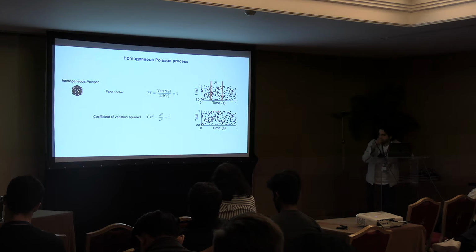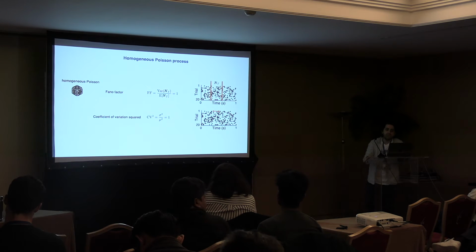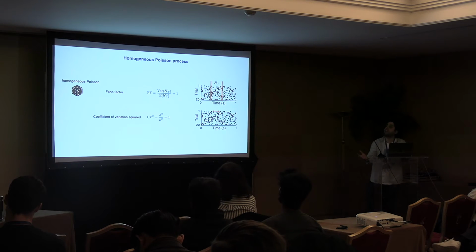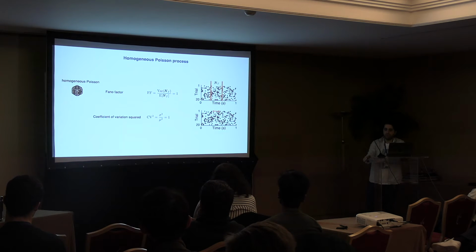Spike variability generally arises from two sources. One is firing rate variability, and the other is spiking irregularity, that is, because of the point process. In the homogeneous Poisson process, firing rate variability is zero, because the firing rate is constant. So it's all spiking irregularity.